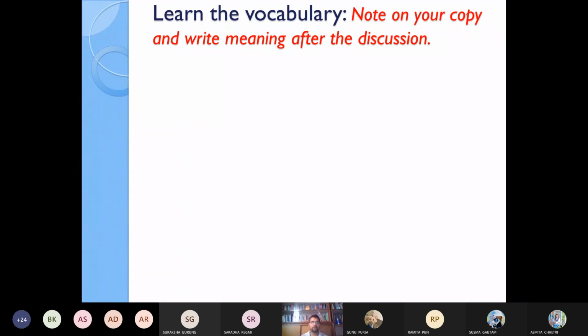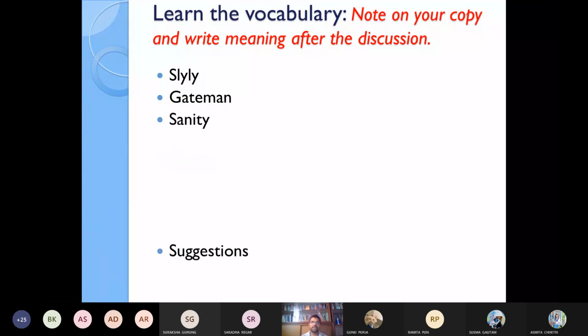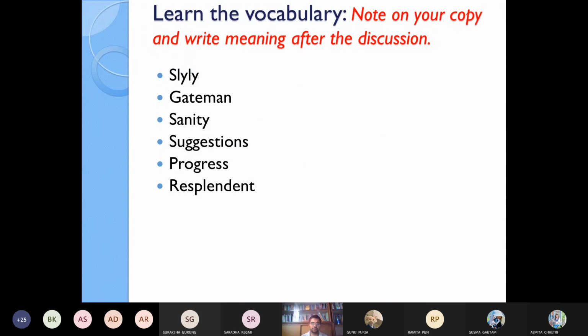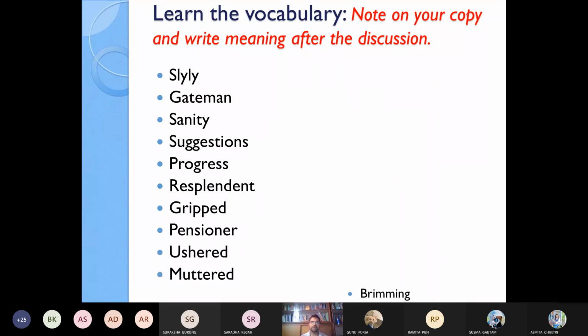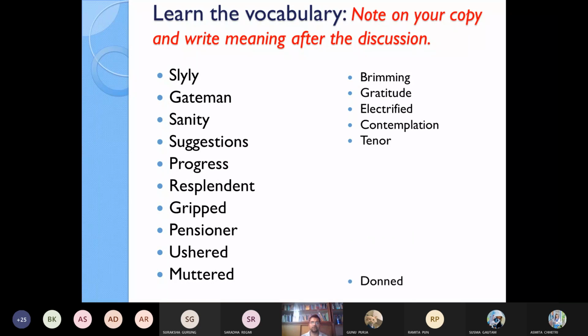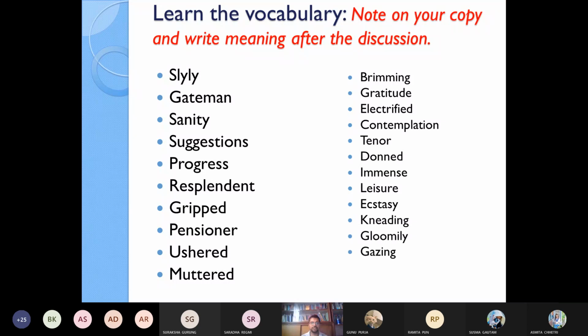But again, those who have not noted the vocabulary, you can note down this vocabulary for your reference, or you can underline it in your text. Now, let me go through these first. These are the major vocabulary that you need to get the meaning of before we go to the other discussion.